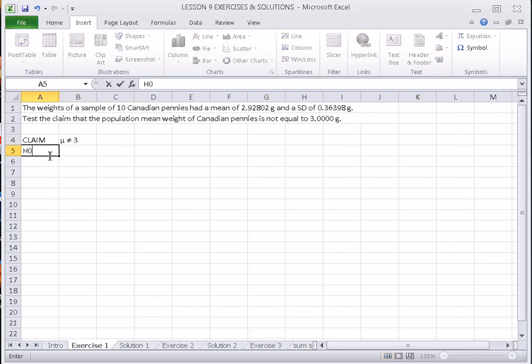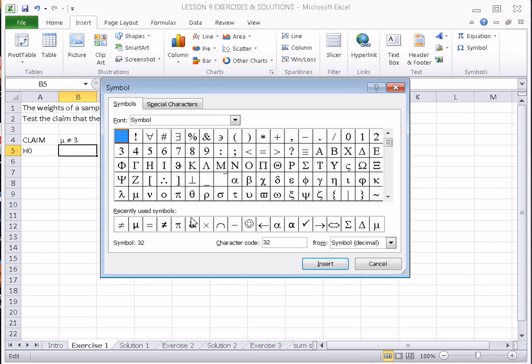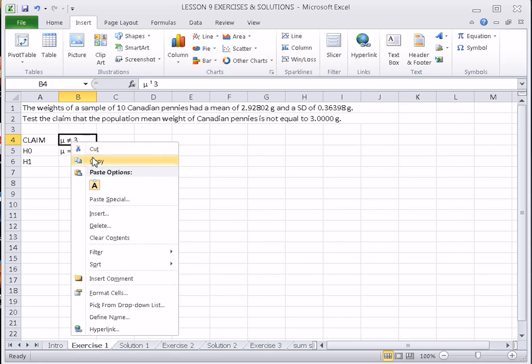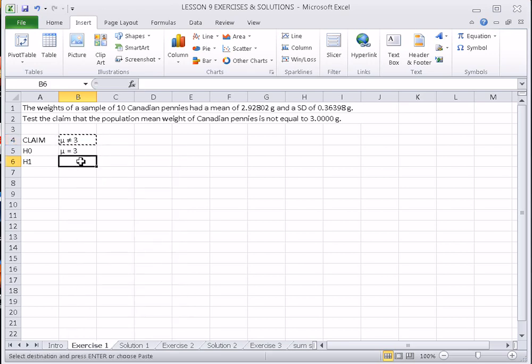So when we form the null hypothesis, that's going to be that the population mean equals 3. So insert the mu for the population mean, and that will actually equal 3. Now we want the alternative hypothesis, H1, and recall H1 is the same thing as the claim, so I'm just going to copy and paste.